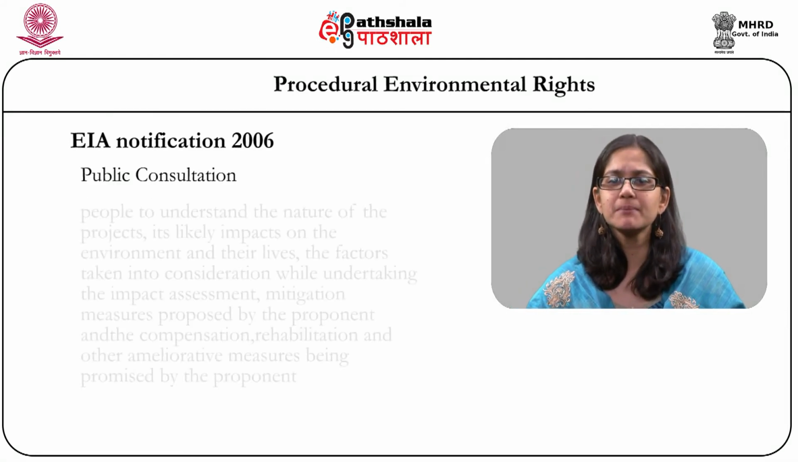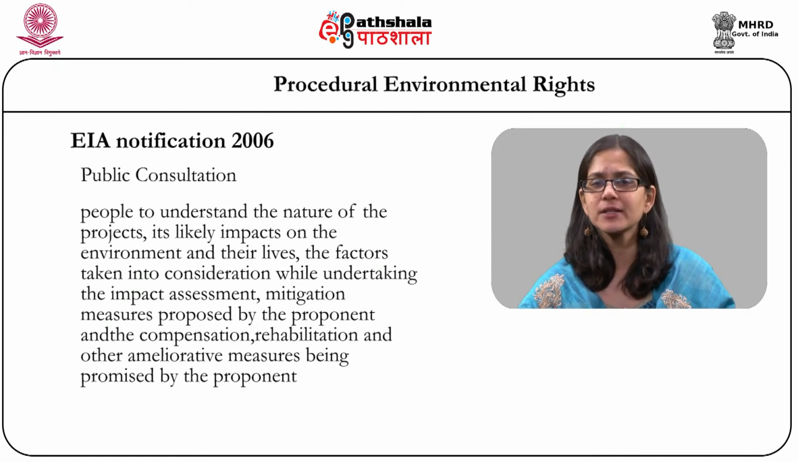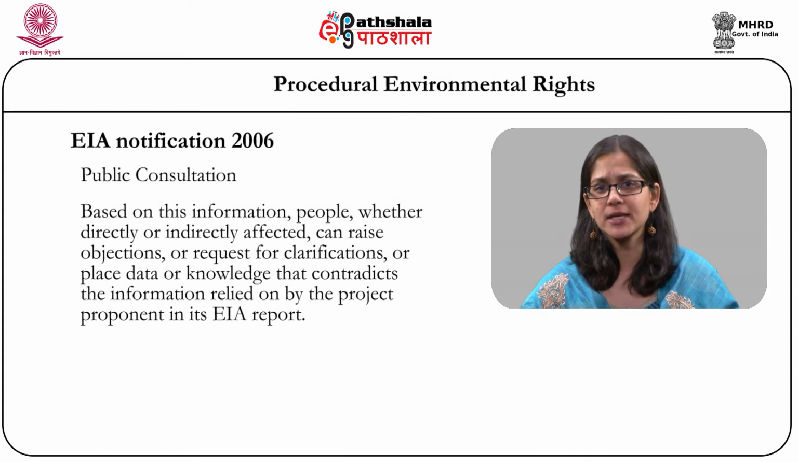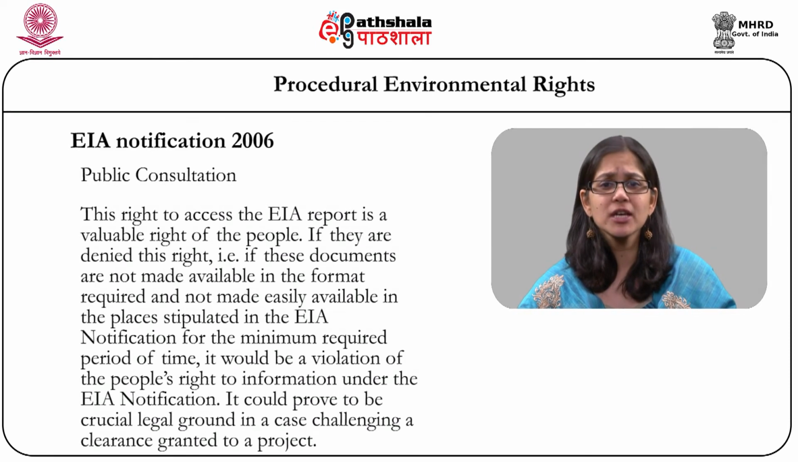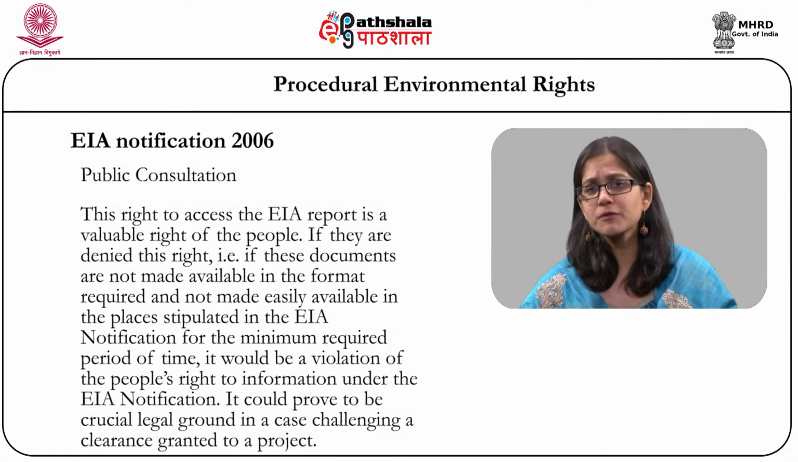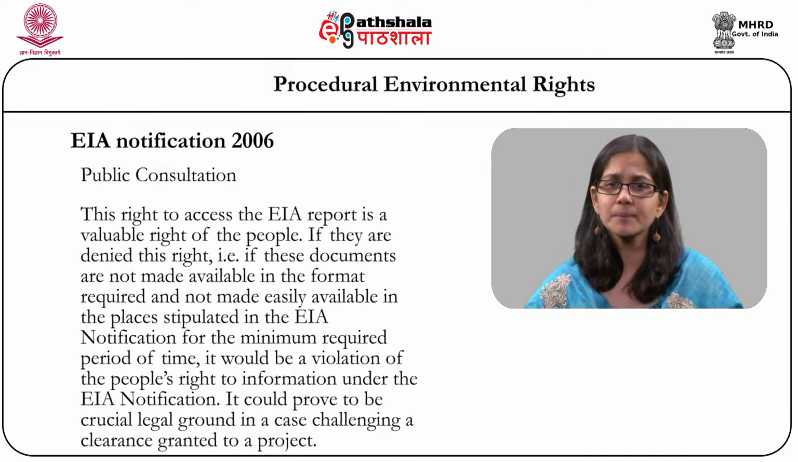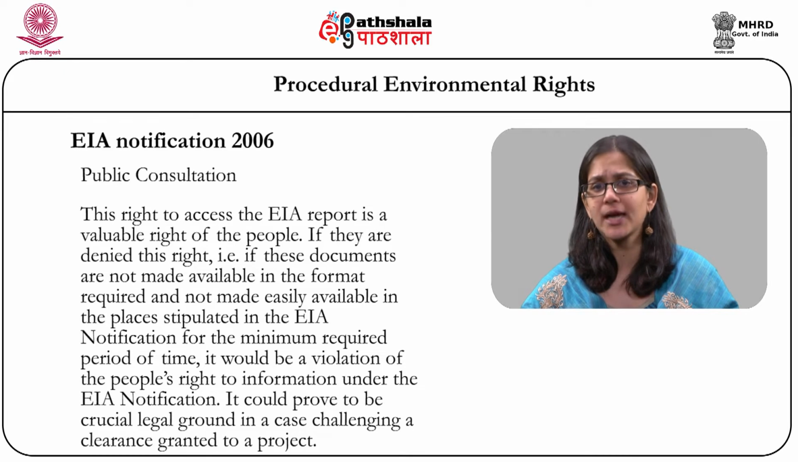The reason for this is that people must understand the nature of the proposed project, its likely impacts, and how their lives and livelihoods would be affected by this project. And what are the factors that the project proponent is taking into consideration. All this information has to be made available to people before they are able to participate in the public consultation stage. So they have a right to access this information. If this information is denied to them, if these documents are not made available to them 30 days before a public hearing is held, they have a right to approach appropriate courts to demand this right and to say that the environmental clearance process has not been properly held.